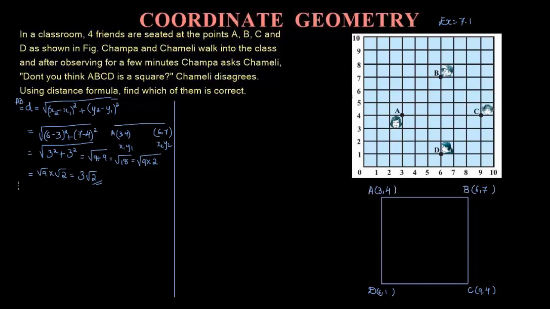Then we will go for BC now. If I am talking about BC, let me draw a line BC here. B coordinate is 6, 7. C coordinate is 9, 4. Let it be x1, y1, and let it be x2, y2. Again you need to write the same formula, so let me substitute it directly, because I have written the formula here.